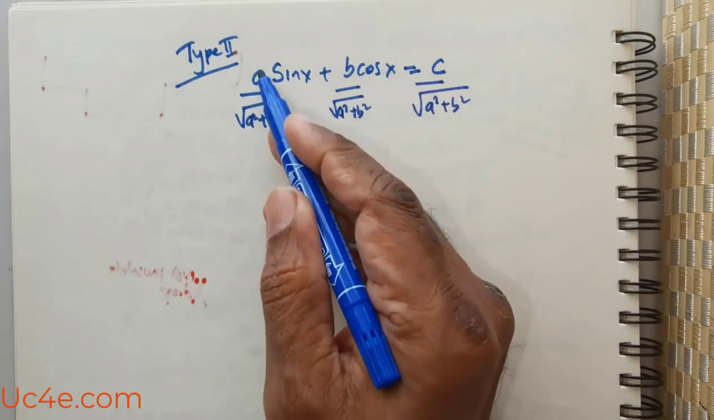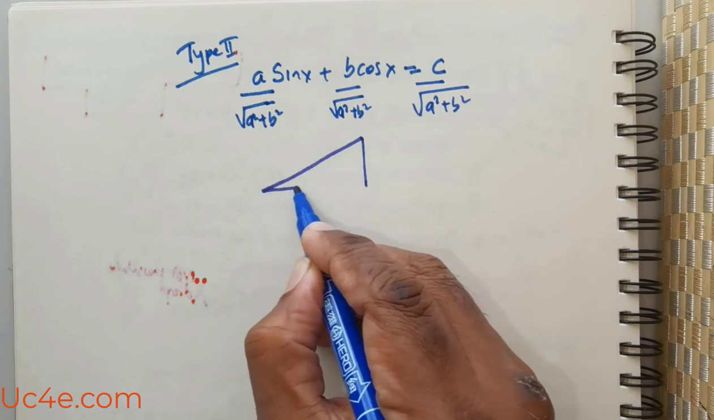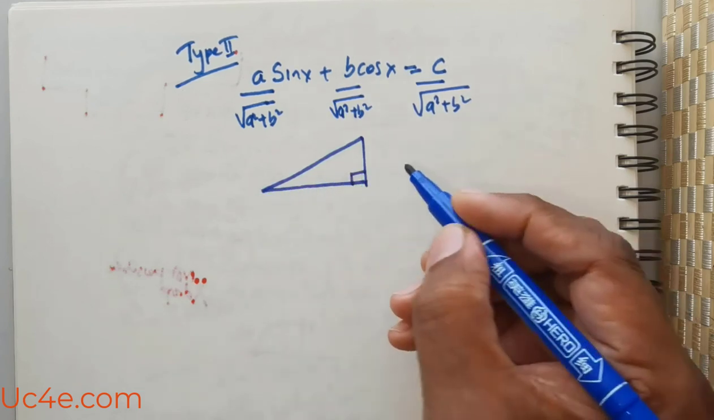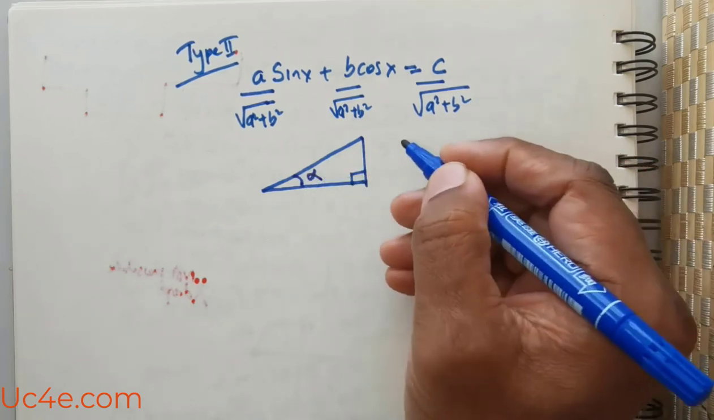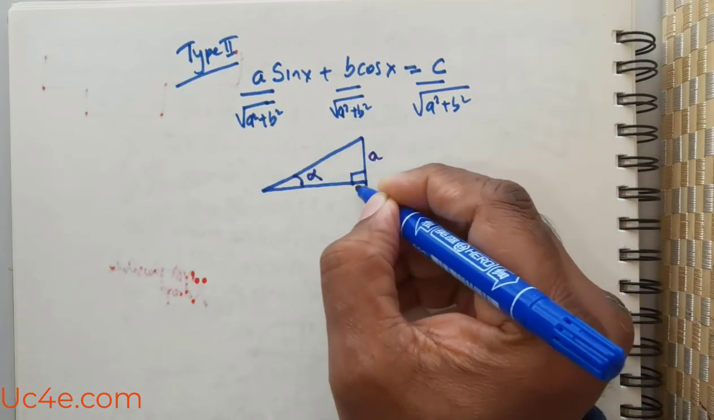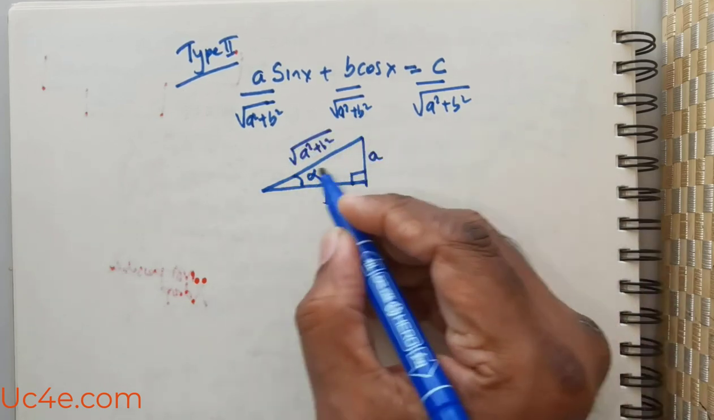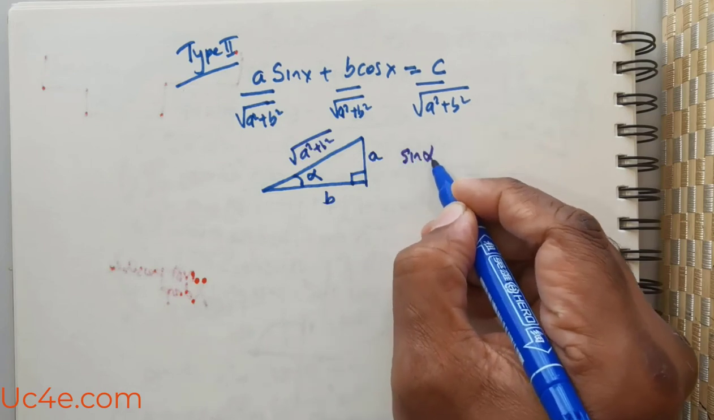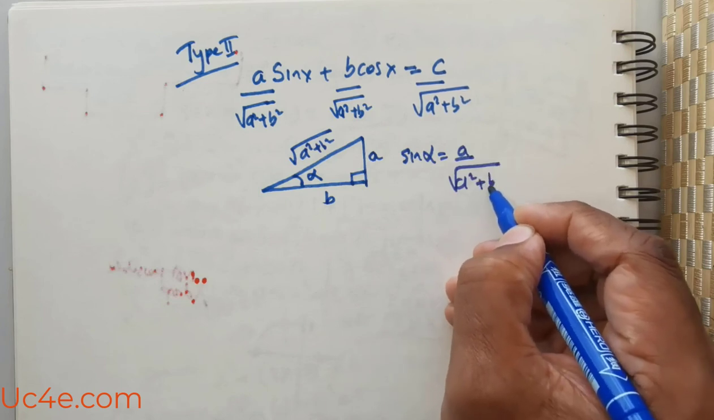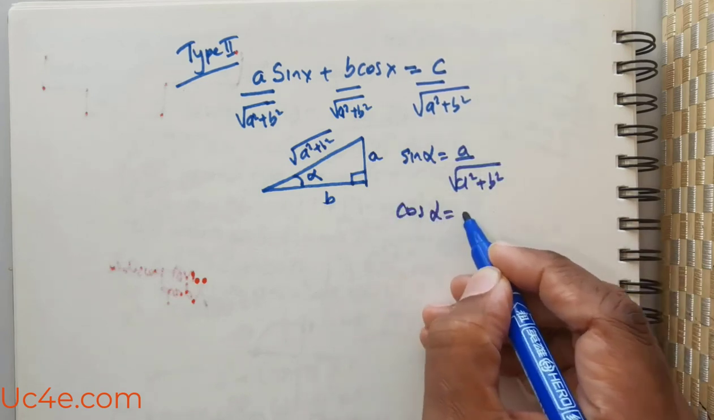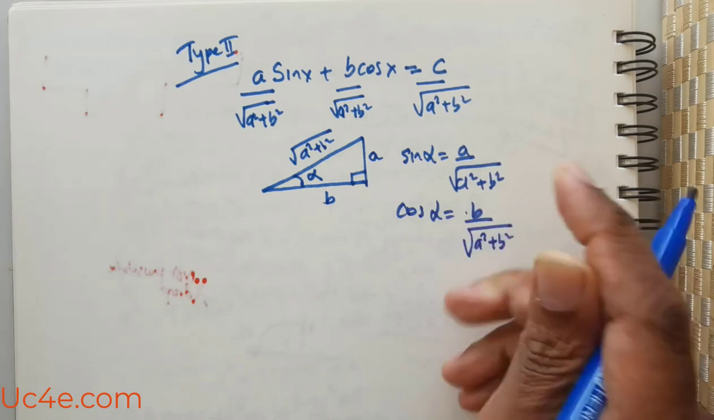Now what is exactly this a over root of a squared plus b squared? If you were to draw the right angle triangle, taking this as some alpha, and this to be a and this to be b, this is going to be root of a squared plus b squared. Now sine alpha is a over root of a squared plus b squared, and cos alpha is equal to b over root of a squared plus b squared, right?